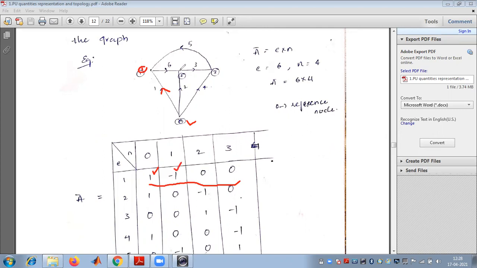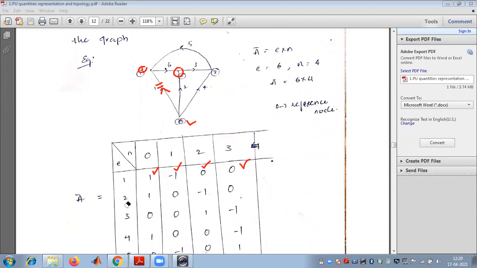Now come to node 2. So node 2 is this. Element 1 is this. Do you have any incidence between node 2 and element 1? No, you don't have any incidence between those two. Obviously, you can directly substitute that as 0. Now, what about node 3 and element 1? Obviously, you don't have any incidence between these two. You can directly substitute that as 0.